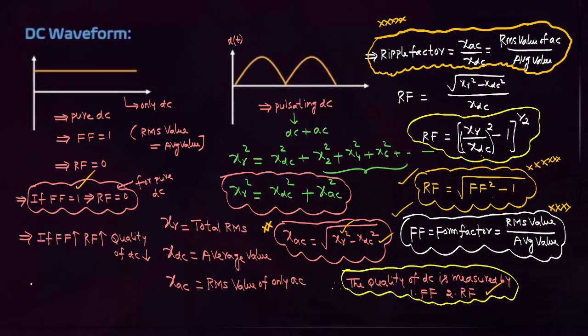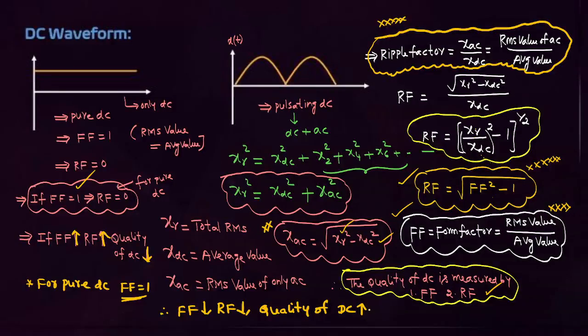For pure DC, what is the form factor? If the form factor equals 1, ripple factor is 0. If the form factor increases, ripple factor increases and the quality of DC decreases. Exactly opposite: if the form factor decreases, ripple factor decreases, and the quality of DC increases. High quality means the nature is nearer to pure DC, with no ripple content.